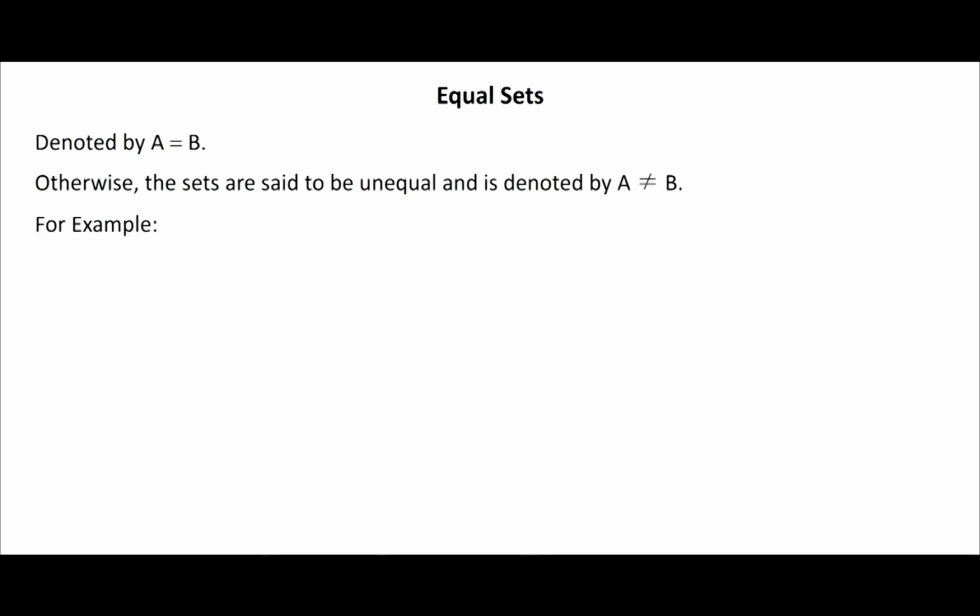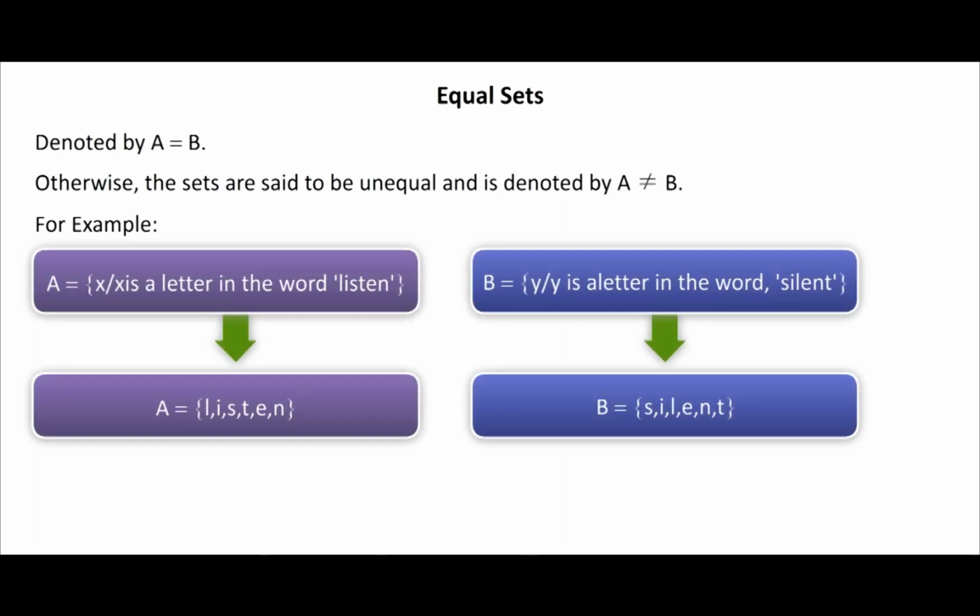Look at the example here. Set A is equal to the set of all letters in the word listen. Set B is equal to the set of all letters in the word silent. Even though both are different words, if we collect all the letters, the elements are the same in both sets. The sets A and B contain the same elements. Therefore, set A is equal to set B.